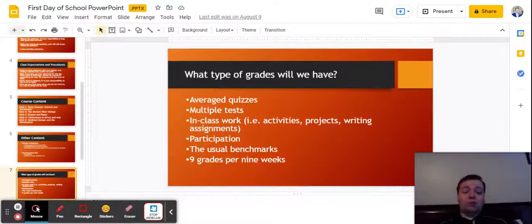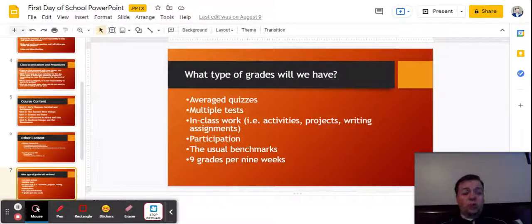We'll have quite a few tests specifically on subjects throughout the 9 weeks that are going to count as separate grades. Sometimes in-class work, such as activities, projects, and an occasional writing assignment here or there, will count as a grade. There will also be participation given out. This is participation throughout the year in activities.